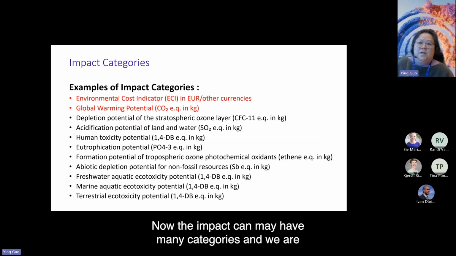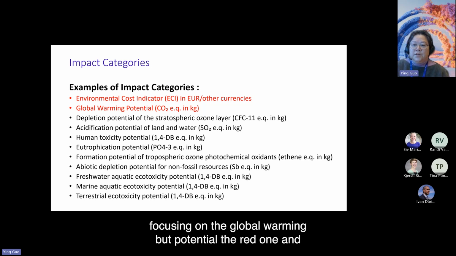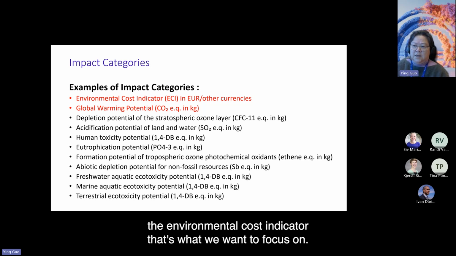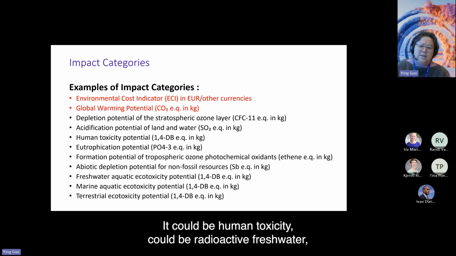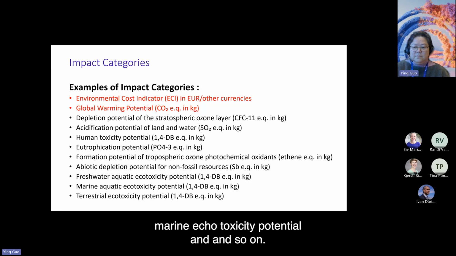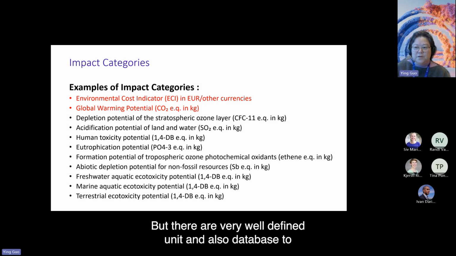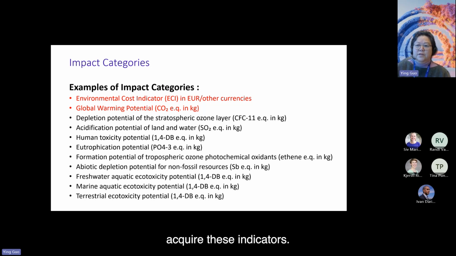Now, the impact may have many categories, and we are focusing on the global warming potential, the red one, and the environmental cost indicator. That's what we want to focus on. The other categories could also well be relevant according to the need. It could be human toxicity, it could be radioactive, freshwater, marine, ecotoxicity potential, and so on. So these are less used, but there are very well defined units and also databases to acquire these indicators.